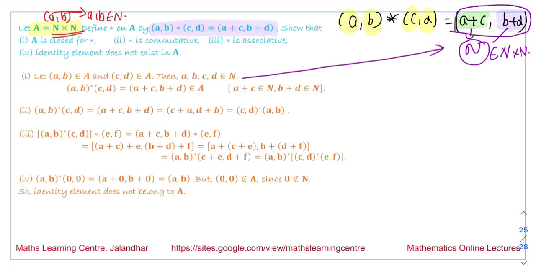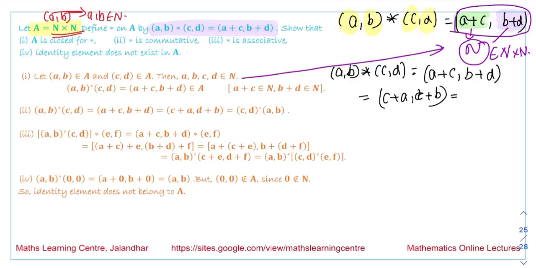Next we have to prove that it is commutative. So to prove that it is commutative, we are writing A comma B star C comma D, that is equal to A plus C comma B plus D. This is equal to C plus A comma D plus B. This is equal to C comma D star A comma B. So this proves that this operation is commutative.